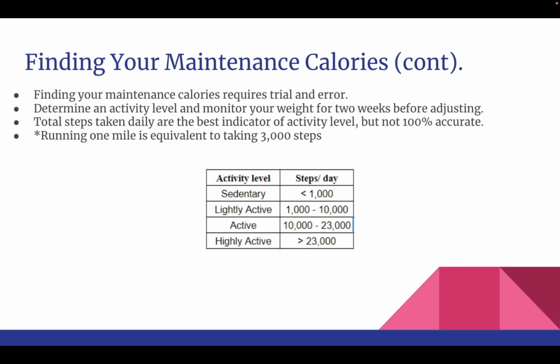But a good rule of thumb is, if you take under 1,000 steps a day, you're sedentary. Between 1,000 and 10,000 steps a day, you're lightly active. If you do 10,000 to 23,000 steps a day, you're active, and anything over 23,000 steps is highly active. And I'd say anything over 30,000 steps a day would put you in the athlete category. Again, it's a rule of thumb, right?